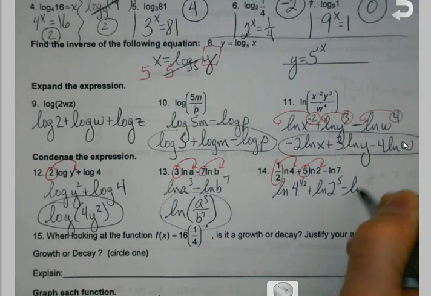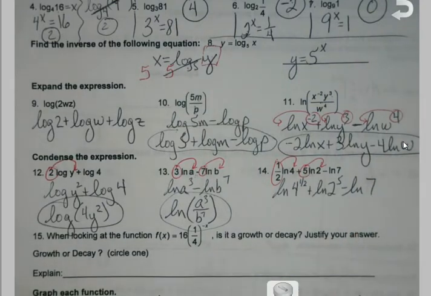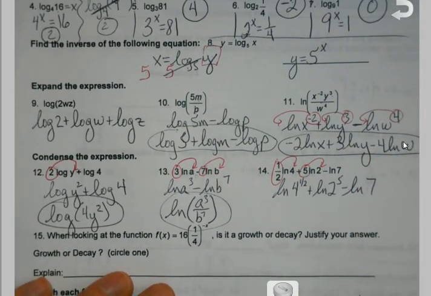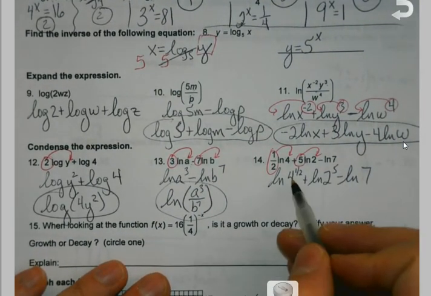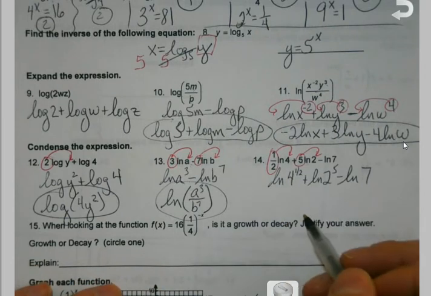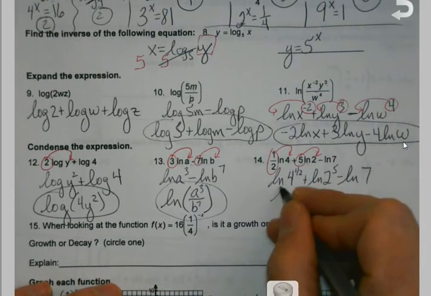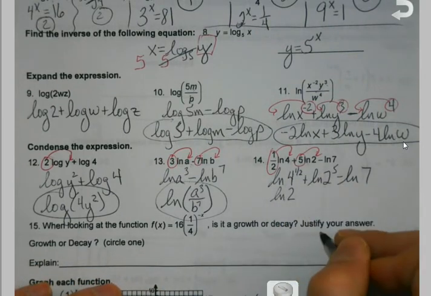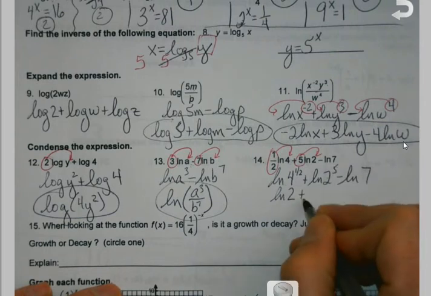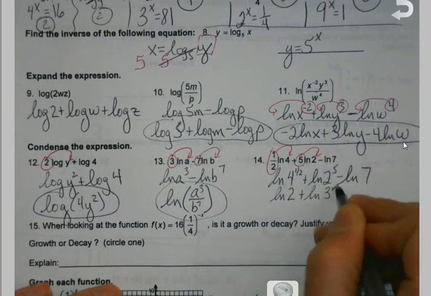Well, what happens if instead of a variable I get a number and I can actually simplify it? You should actually. So like 4 to the 1/2, okay, square root of 4 is 2. 2 to the 5th power is 32.